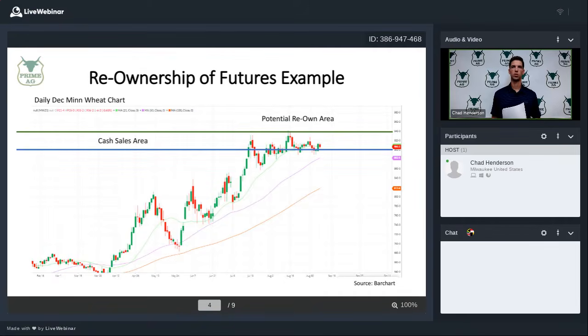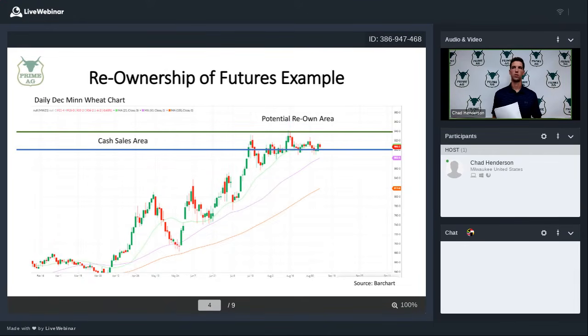So here's our re-ownership example. We have a daily December spring wheat chart. Prices have been moving pretty well sideways here for the last month and a half, between 9 and 9.40. You kind of have a clear resistance level at 9.40, and we'd say support right now is about $9. In our mind, it's worth making these cash sales in this zone, and then we would target above 9.40 as a potential area to re-own.